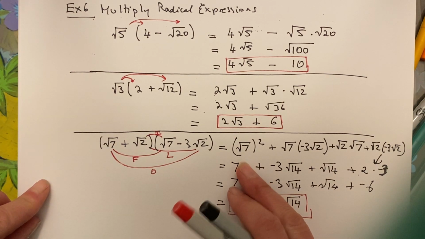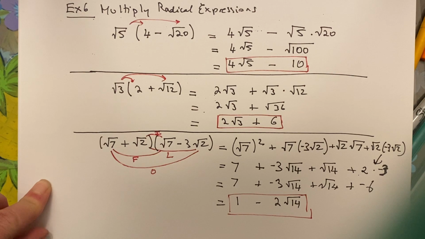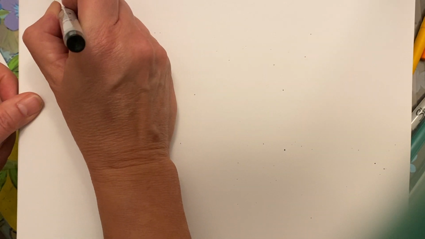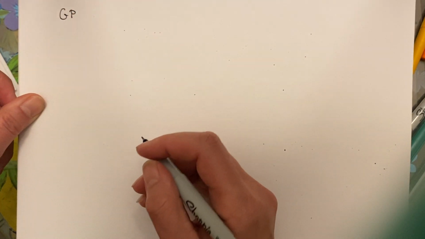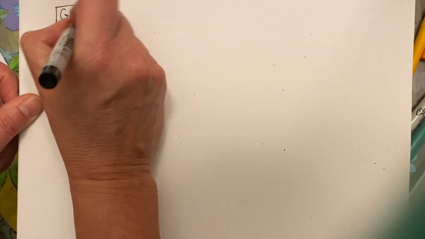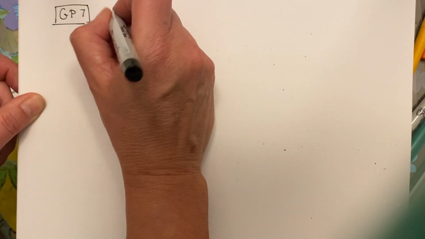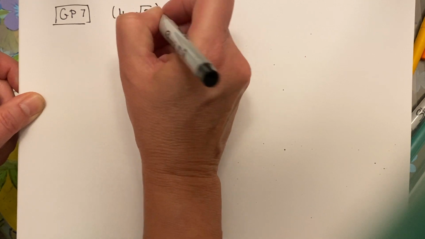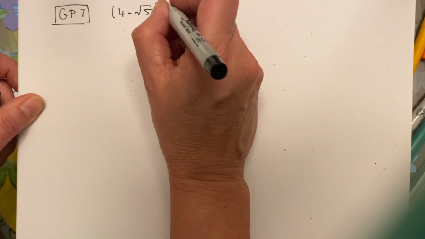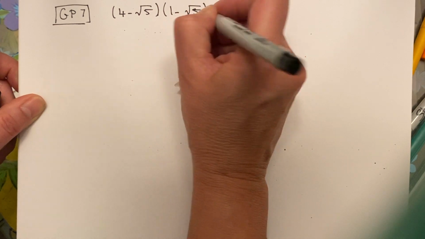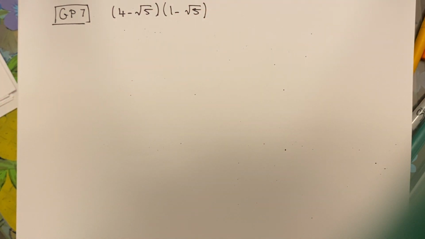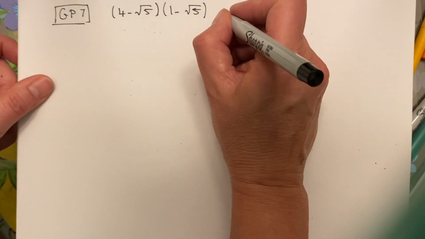So I'd like you to go ahead right now and do guided practice number 7, which is the last problem we have to do before we do our real world problem or our word problem. Okay, guided practice number 7. We're going to simplify the expression 4 minus the square root of 5 and 1 minus the square root of 5. So as I demonstrated before, we're just going to use FOIL to solve this.